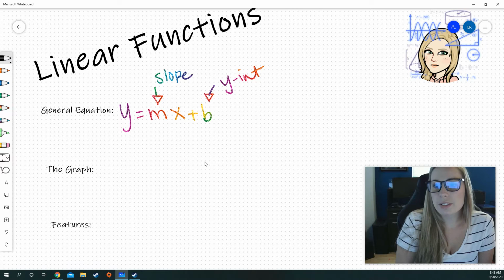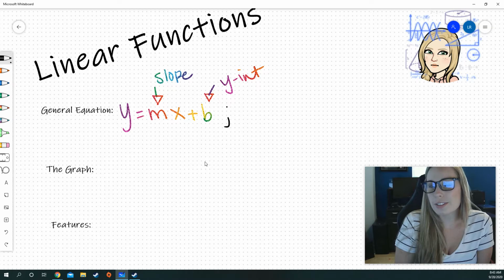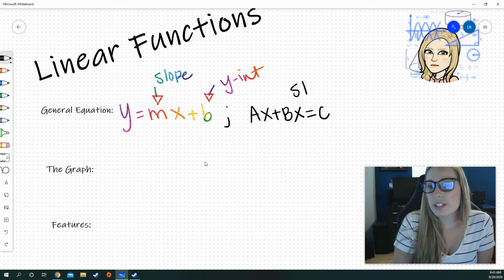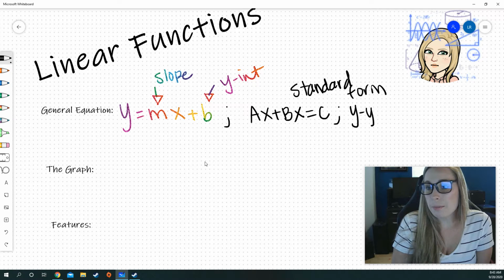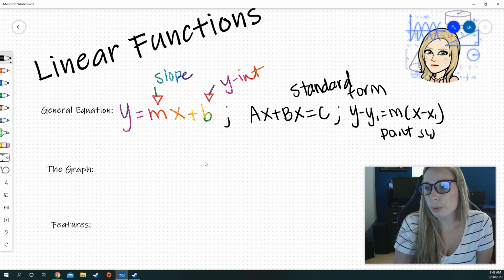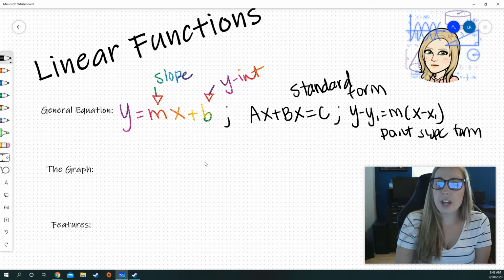Now, a couple of other ones that you will see that we won't work with a lot, but we still will work with, are going to be ax plus bx equals c, and we call this standard form. And then one that you're going to work with a lot in calculus is going to be y minus y1 equals m times x minus x1. And that is point slope form. So those are our general equations.